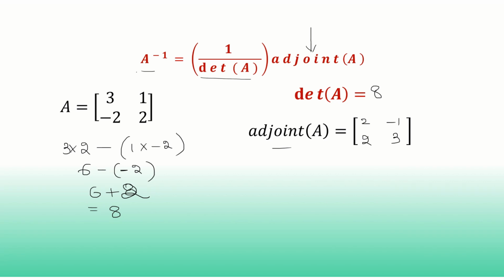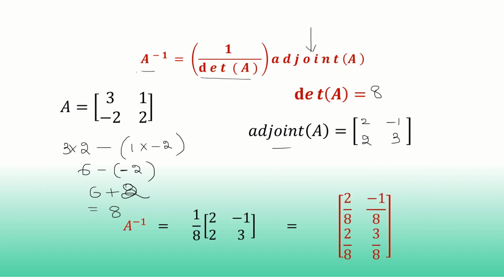And here we go with the inverse of the matrix. According to the formula, that is 1 over the determinant of A, that means 1 over 8, and the adjoint. You know when a number is multiplied by a matrix, that number is multiplied by each and every element of the matrix.